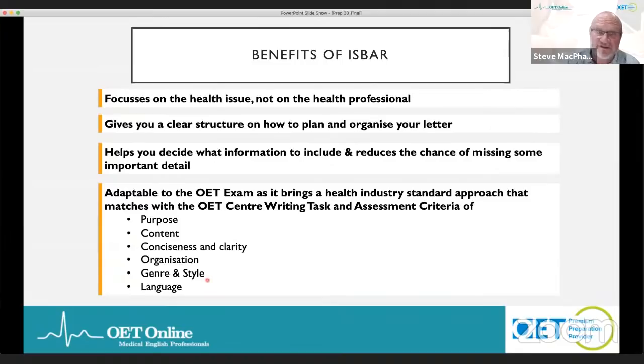So it's going to really help you with organization. And then genre and style. Well, ISBAR is a clinical approach, and genre and style assesses your clinical communication skills. So again, it aligns with that. Lastly, you've got language. That's the English component primarily, so that's a little bit of a separate area to ISBAR. ISBAR's not so much focused on language, but that's the skill building that you do.